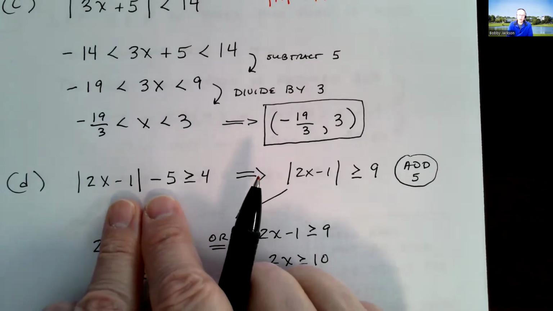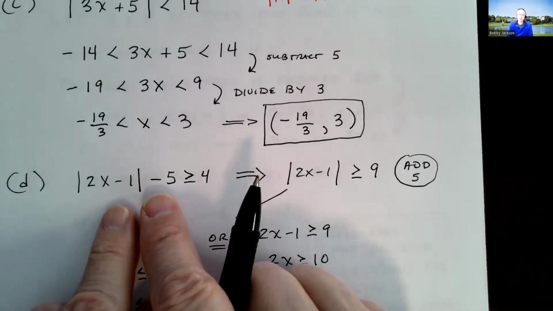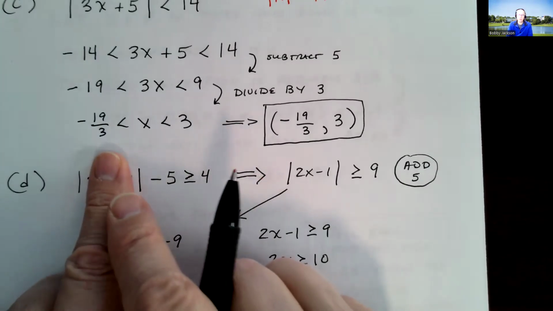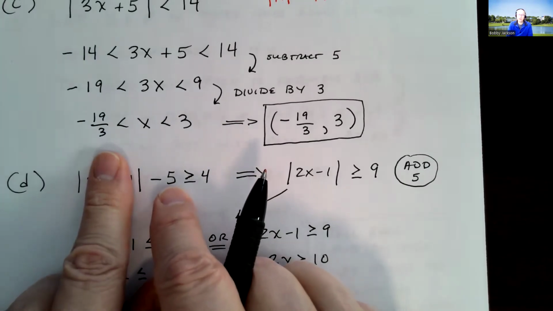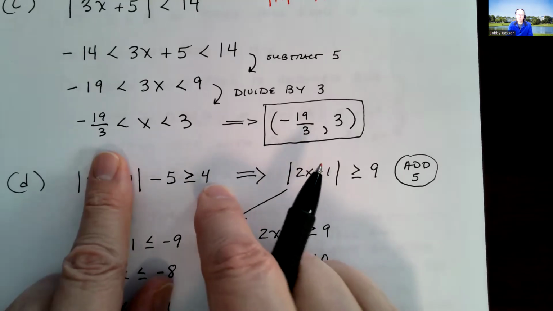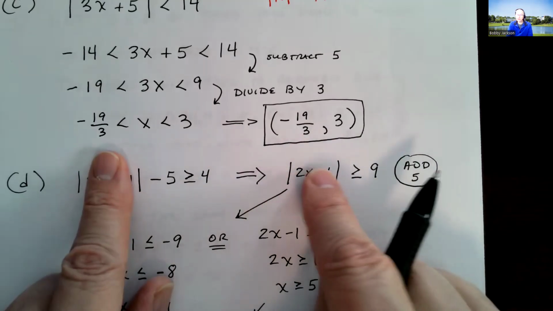All right, the last one is this inequality here. The first thing to note is I want to get the absolute value expression, the absolute value of 2x minus 1, by itself. So this negative 5, I need to add 5 to both sides of this inequality. And adding 5 to 4 gives me 9, and that isolates the absolute value.